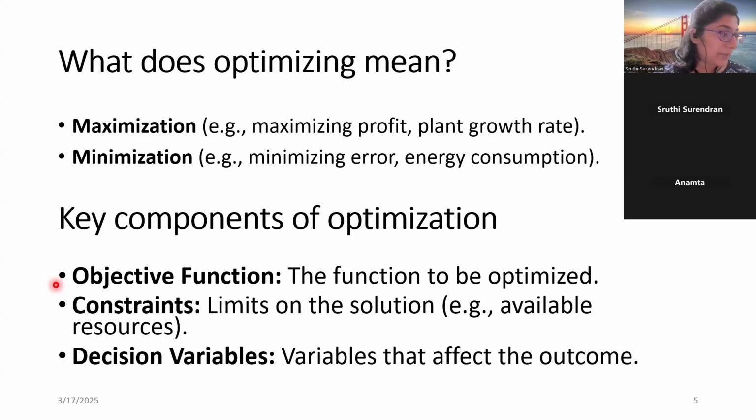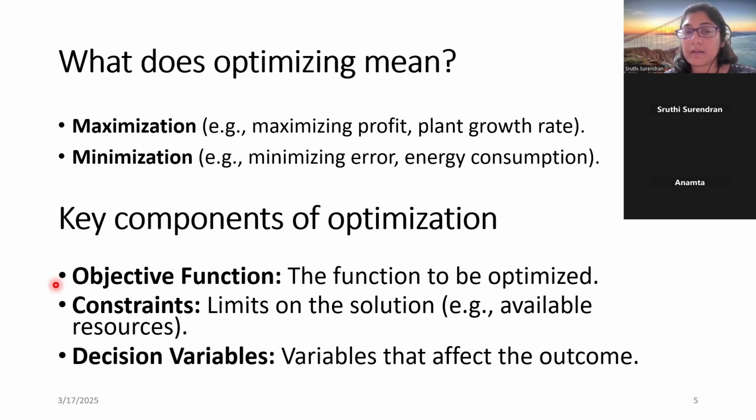Now, some key components of optimization. There are three major components when we look at an optimization problem. First is the objective function, second is the constraints, and third is the decision variables. The objective function is nothing but the function that requires to be optimized.